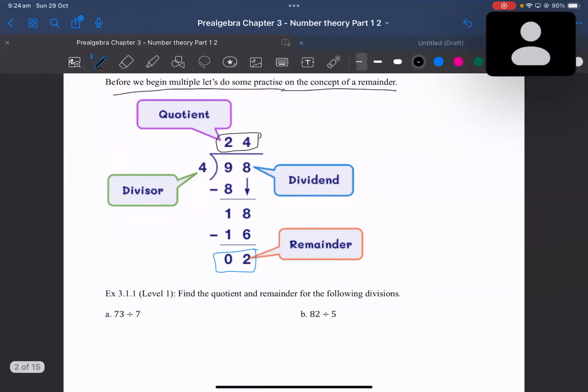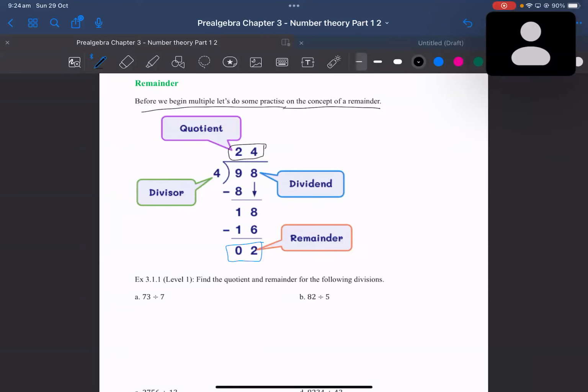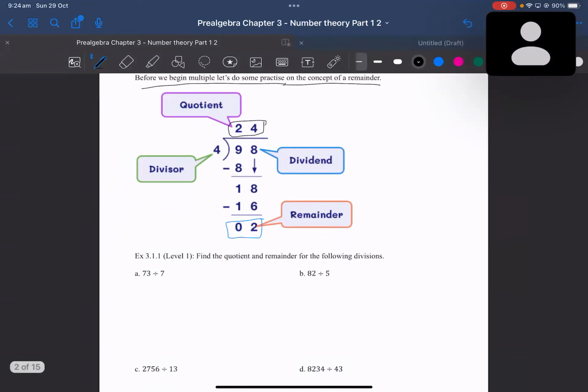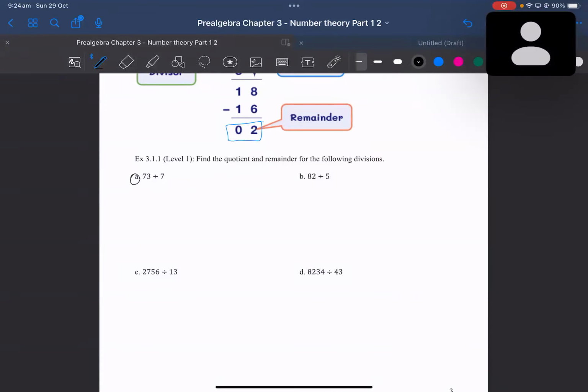Do you all know remainder and quotient? Yes. Even if you don't know the name, you know what it is. So I want you to do parts A and C. If you finish early, go to B and D to find the quotient and the remainder for all the following divisions. So parts A and C we're doing.